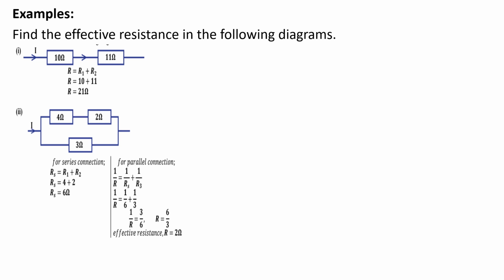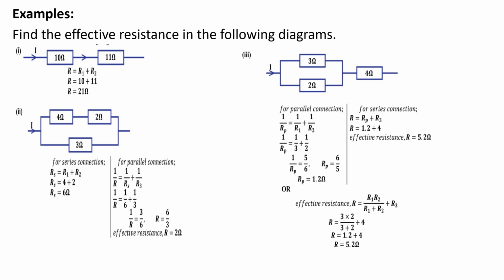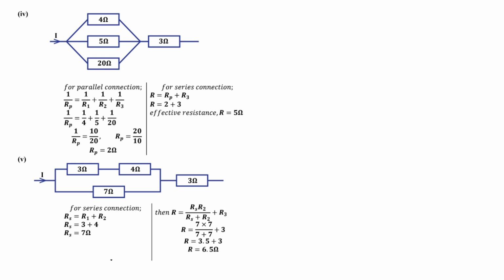Roman 1, we are just adding. Roman 2, we are adding 4 and 2, then they become parallel with 3, and then we get the effective as 2 ohms. Roman 3, 3 and 2 are parallel, we need to get their effective, then we add to get 5.2. Next, 4, 5, 2 are parallel, we take the reciprocals as usual, then we add the results, and we get an effective of 5 ohms.